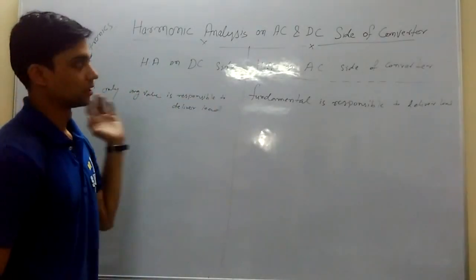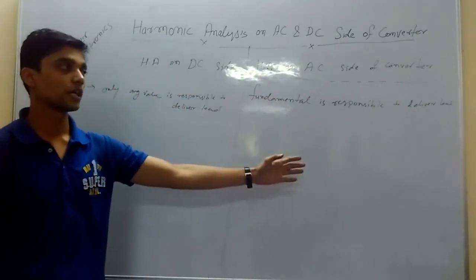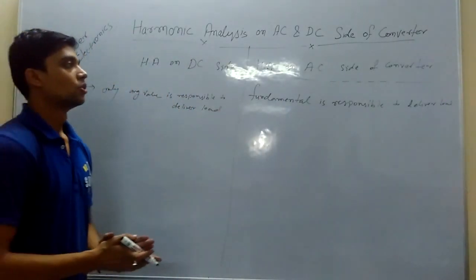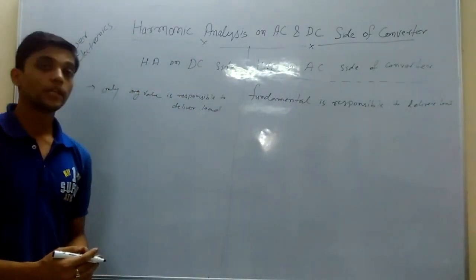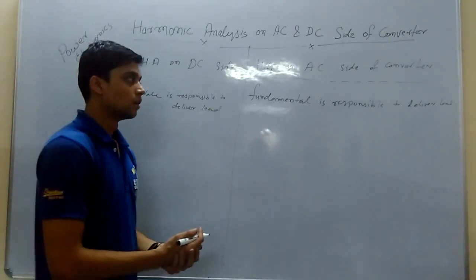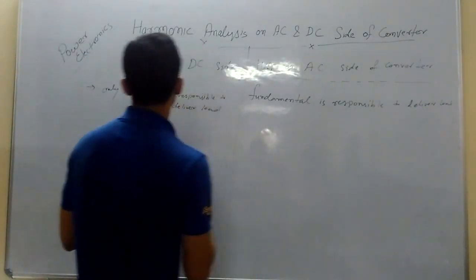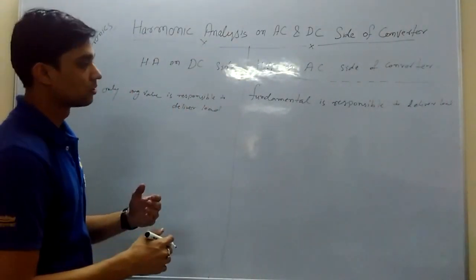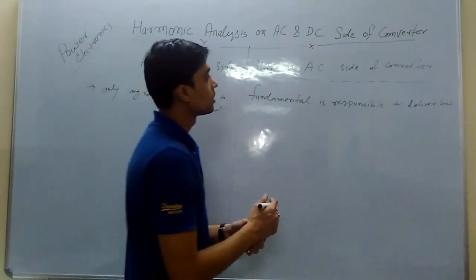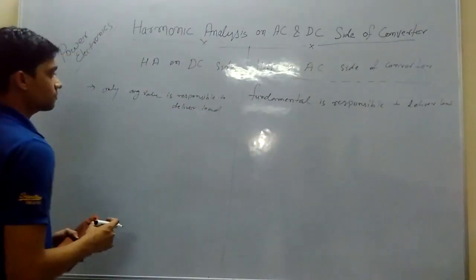Apart from these two things, the average value on the DC side and the fundamental value on the AC side, whatever other things come, that is unnecessary. So how would you know whether your converter output waveform is producing a harmonic free waveform or not?